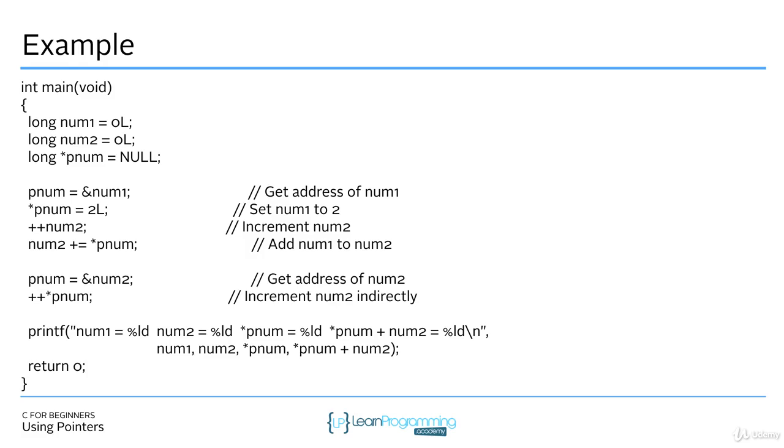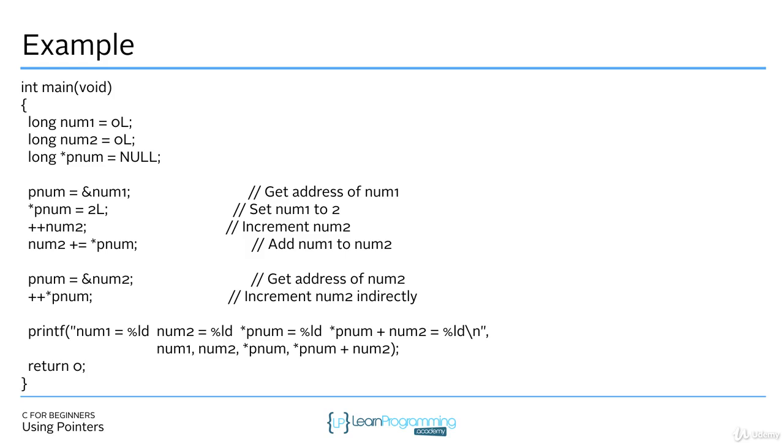We haven't actually done anything to num2 yet. So the value of pnum is 2L, that means the value of num1 is 2L. L is just a suffix to signify that it's a long. If we now increment the long num2, which is 0L, it's going to be 1L. If we say num2 plus equals star pnum, pnum is 2L, so it's going to be 1L plus 2L, num2 is now going to be equal to 3L. And then if we assign the address of num2 to pnum, pnum is now going to be equal to the address of num2. So if we increment what pnum is pointing to, we're now going to have 4L.